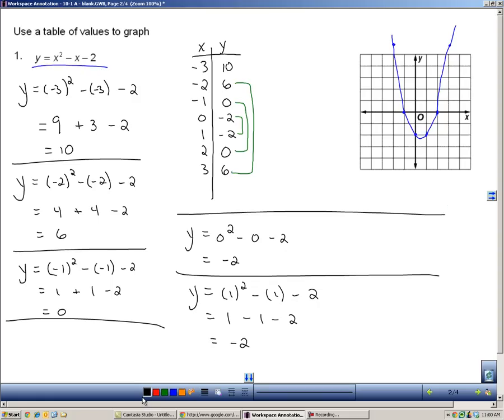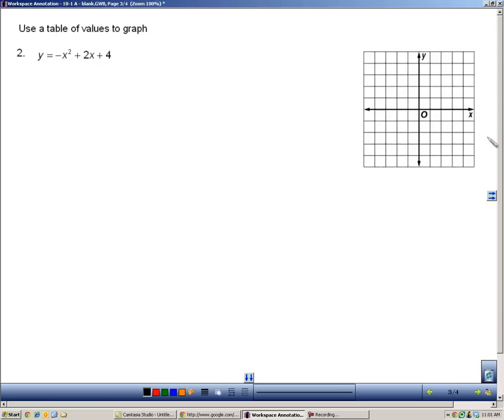The way you do it is you plug in some x values and you begin to look for a pattern. Once you find that pattern, you then can graph your parabola. Here's another parabola that we're going to graph. We're going to use a table of values to do that. And I'm going to choose the same x values that I did before. I think they're a good place to start.